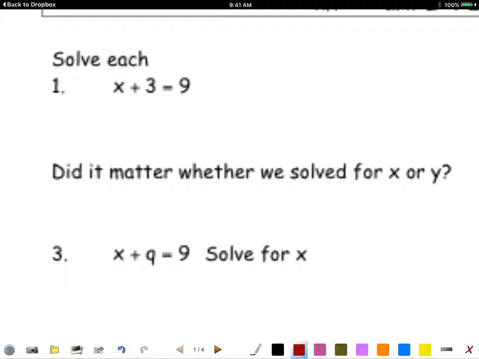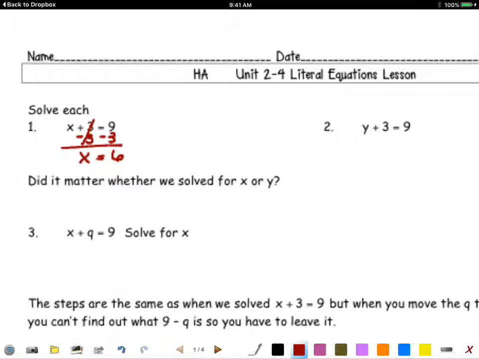So if we are going to solve this, we know that in order to get rid of that plus 3 that's being added to the variable, we need to do the inverse operation of addition, which is subtraction. So we're going to subtract 3, and I want you to write everything down exactly like I put it up here on the screen. We know that 3 minus 3 is 0, and therefore we're left with x equal to 6. Okay, so that's easy, all right?